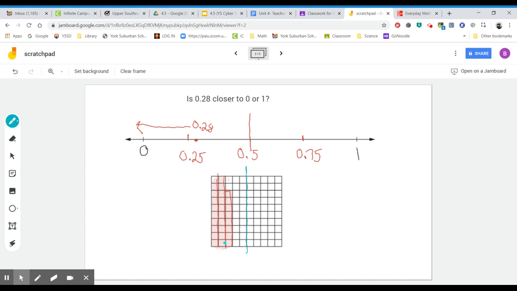If it's shaded to the left of 50 hundredths, it's going to be closer to 0. If it's shaded more than half, it'll be closer to 1. So as you can see, both of these models show us the same answer, that 28 hundredths is closer to 0 than it is to 1.